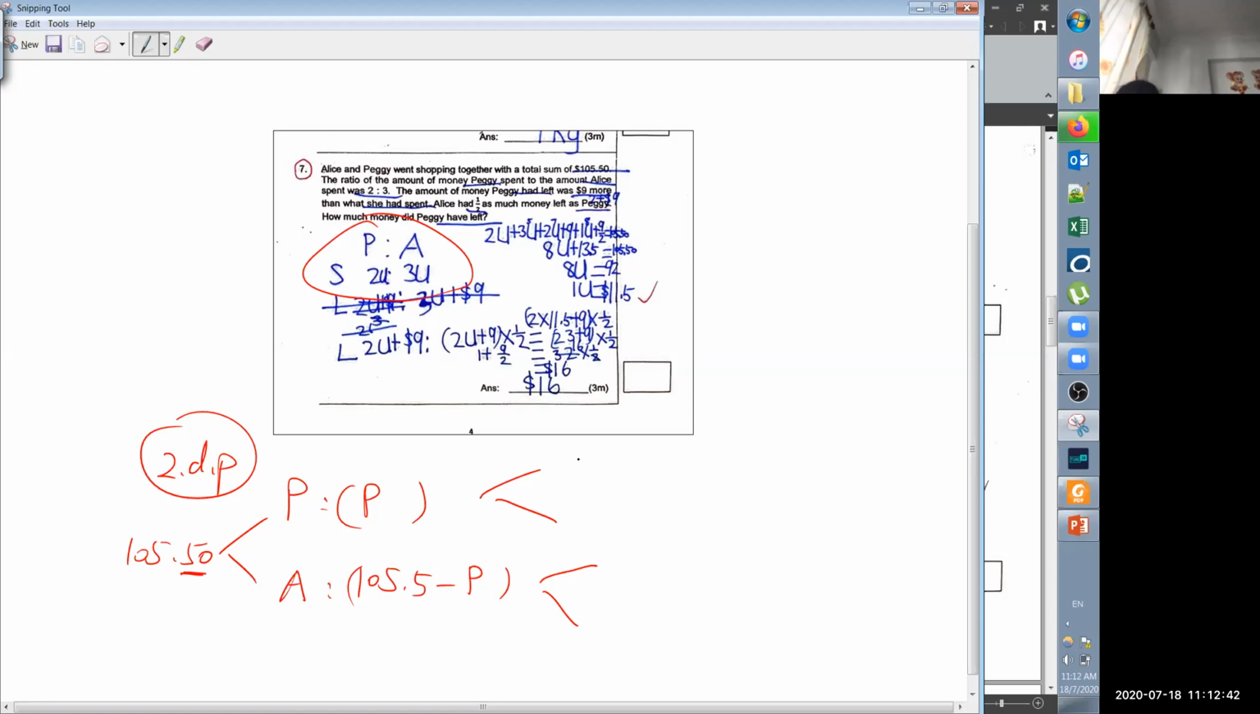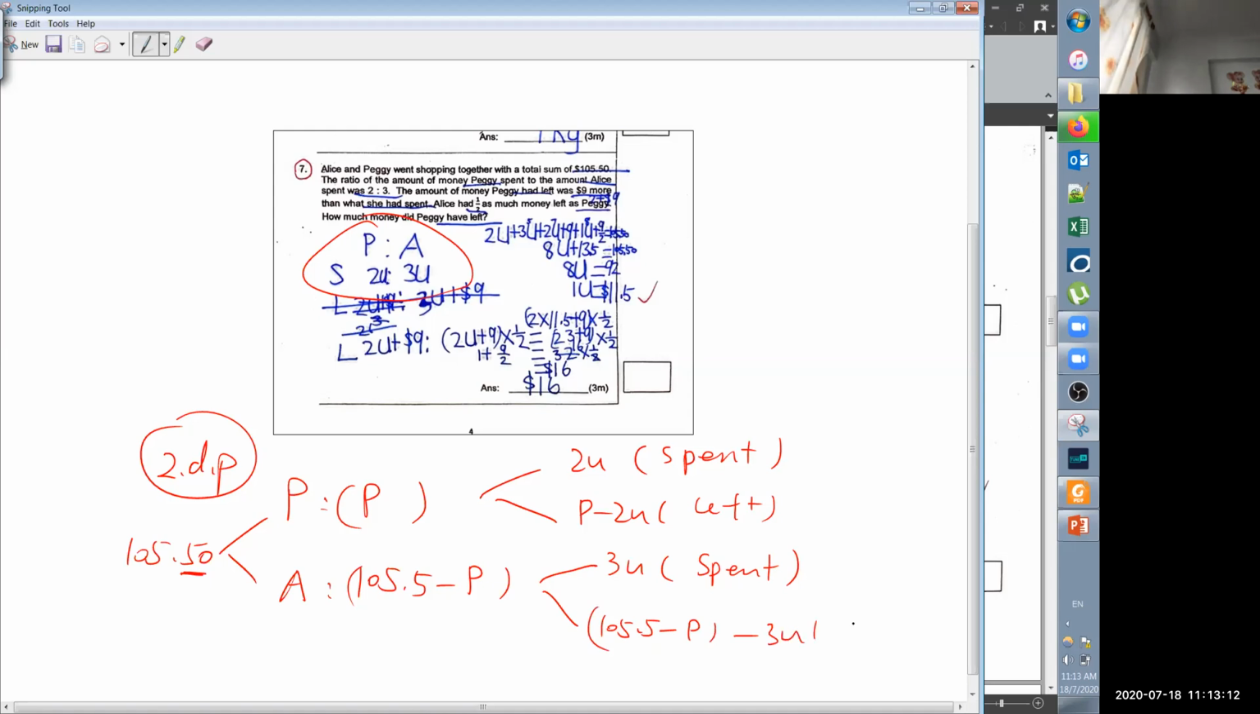So let's say if this is your 2U spent, okay. Let me see. This is 2U. All right. So now, what is left is P minus 2U. And over here is 105.5 minus U, minus P, minus 3U. So this is left. So now you can form equation.